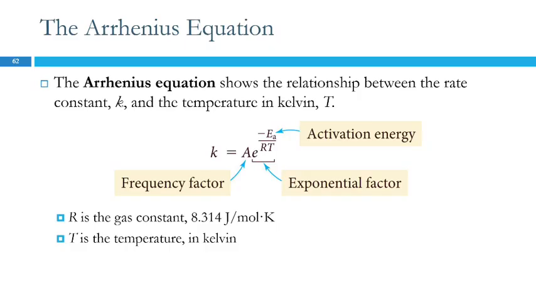So here we have the rate constant is equal to a frequency factor, A, times an exponential factor. So this is e to the x, where x is negative EA over RT. It's kind of complicated. So this is the anti-natural log. Up here we have the activation energy, which I haven't talked about yet. R is our friend, the gas constant, using these units, joules per mole Kelvin, so 8.314. And T is the temperature in Kelvin. Okay?